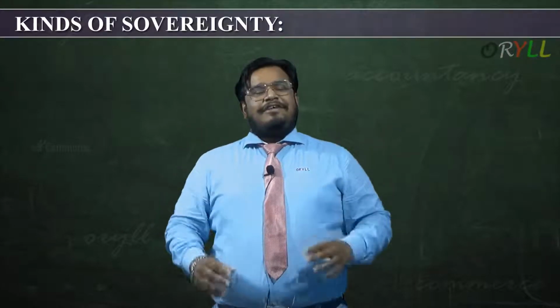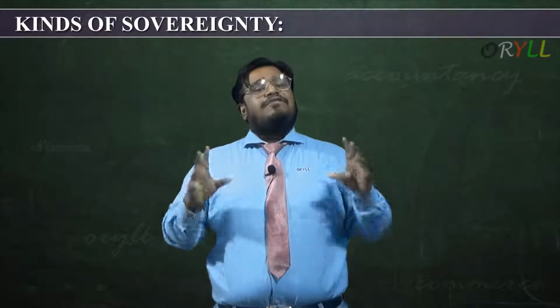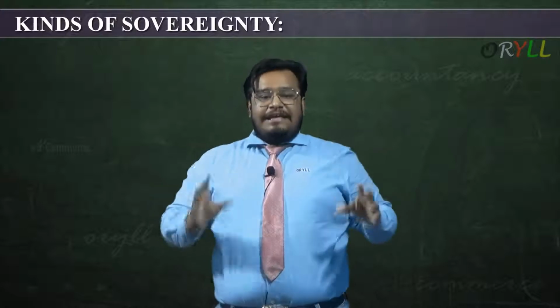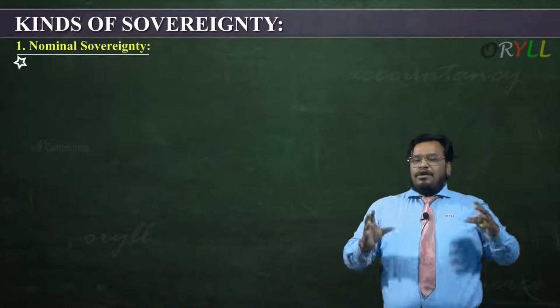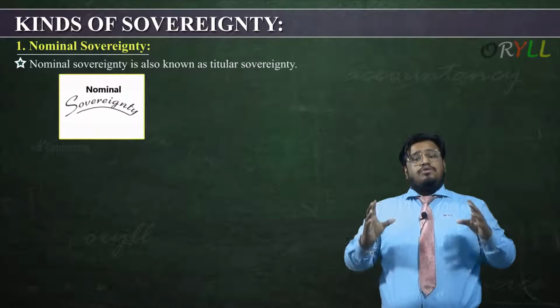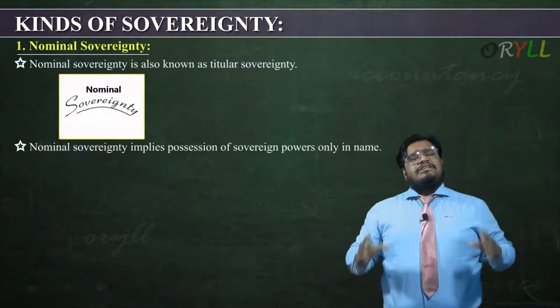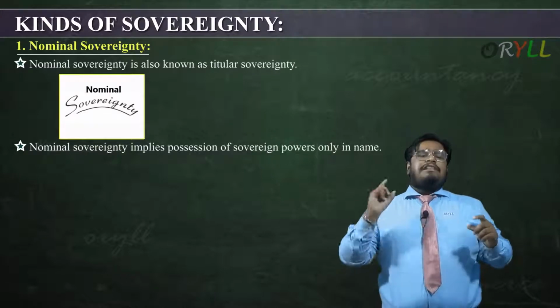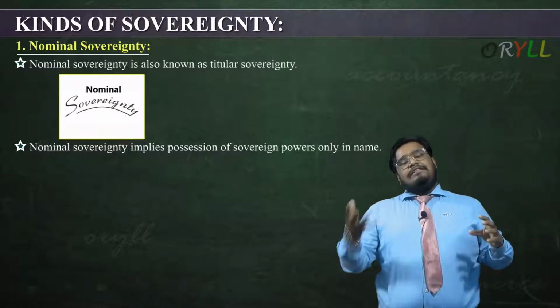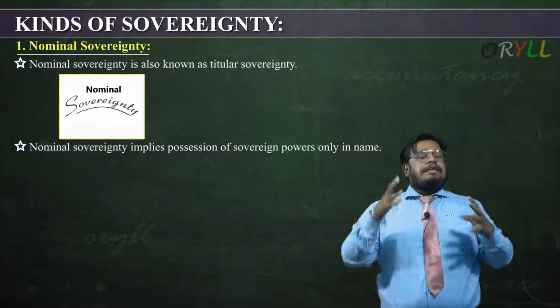Kinds of sovereignty. So let's start with the kinds of sovereignty. First one is nominal sovereignty. Nominal sovereignty is also known as titular sovereignty. Nominal sovereignty implies the possession of sovereign power only in the name. That means the power is always there in the name. The freedom of power is there in the name.